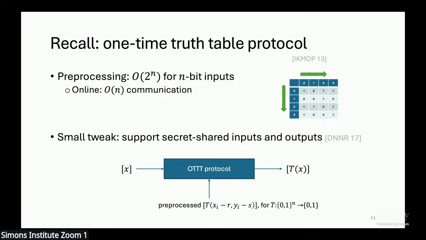And there's one small tweak to this protocol, which I described in the first talk, where instead of being a standalone 2PC protocol, you can make this a more generic protocol that works on secret shared inputs. So it takes secret shared inputs X from the parties, and then you run the protocol, and you get a secret shared evaluation of the truth table applied to X. This requires a similar kind of preprocessing material, basically shares of the truth table shifted by these random masks R and S for every possible evaluation in the input domain. This protocol again has this nice one-round structure.